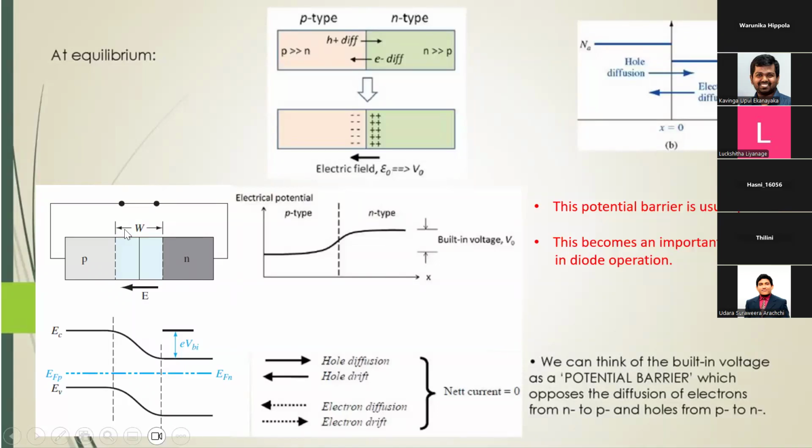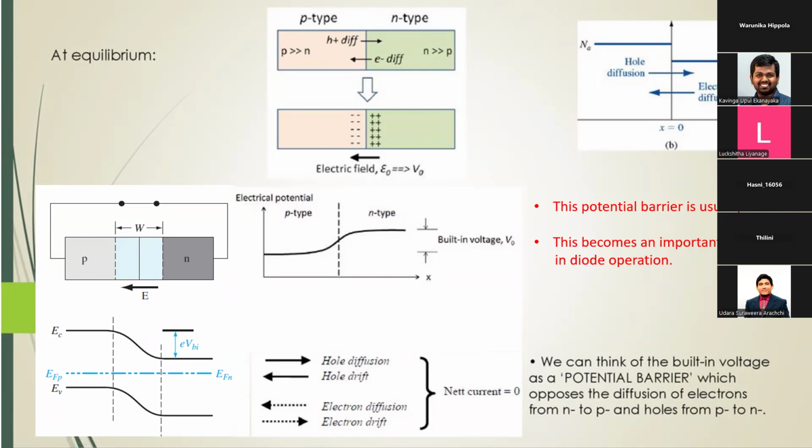The depletion width is formed, right? And then from P to N, there is a particular built-in voltage, right? And this is what acts as the turn-on voltage for the diodes. This potential barrier is usually around 0.7 volts. It's a very important parameter in diode operation.